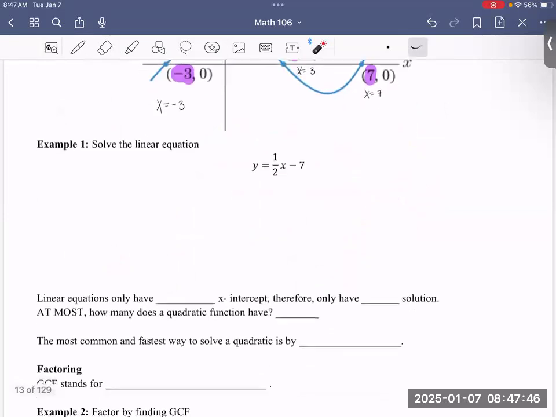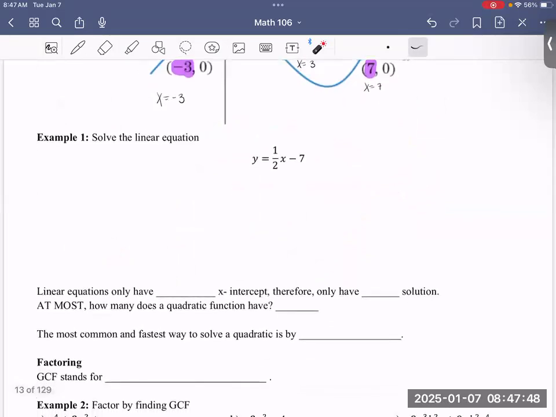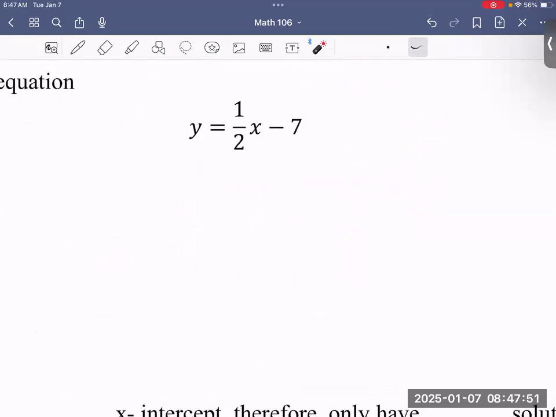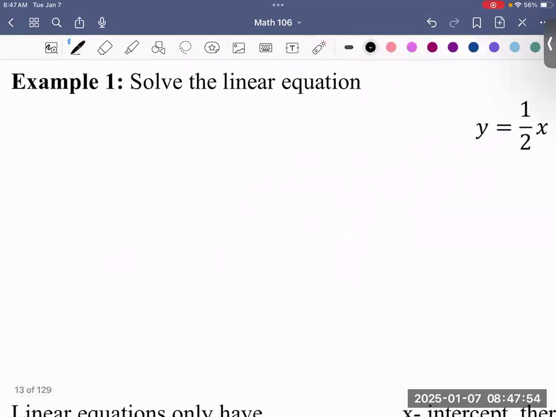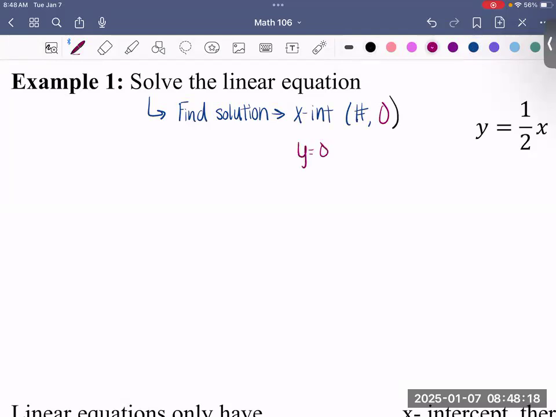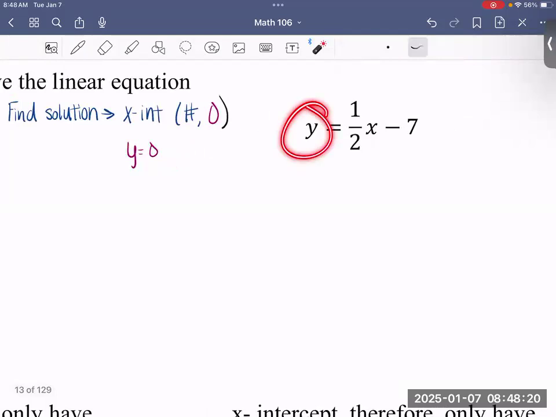So let's try example 1. So solve the linear equation. So when we go to solve, we know that we're looking for solutions. We're really looking for your x-intercept at times. So your x-intercept, where x is some number that we don't know, but we do know that your y is equal to 0. Therefore, the y that's over here on this side, we can just set equal to 0 and then start to solve.